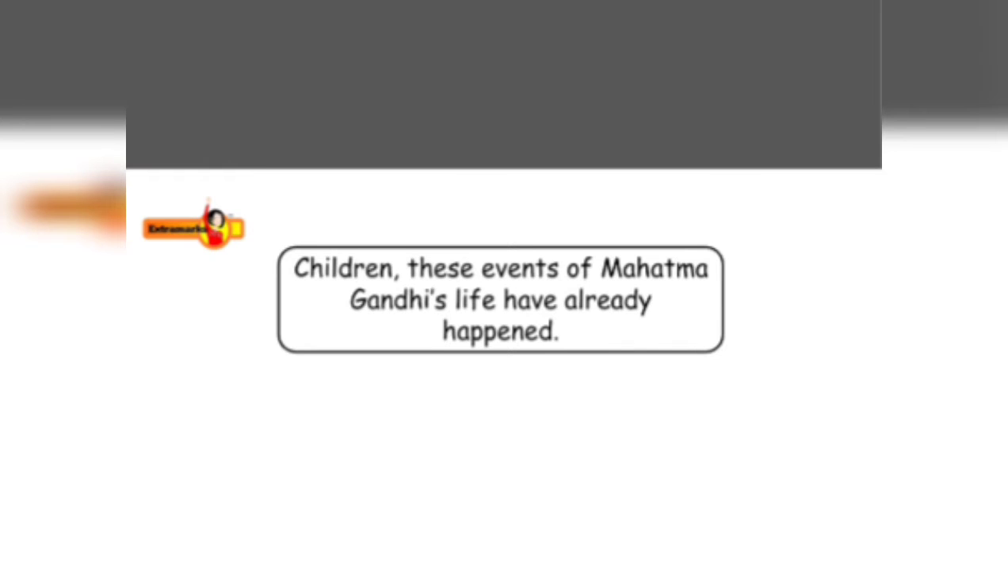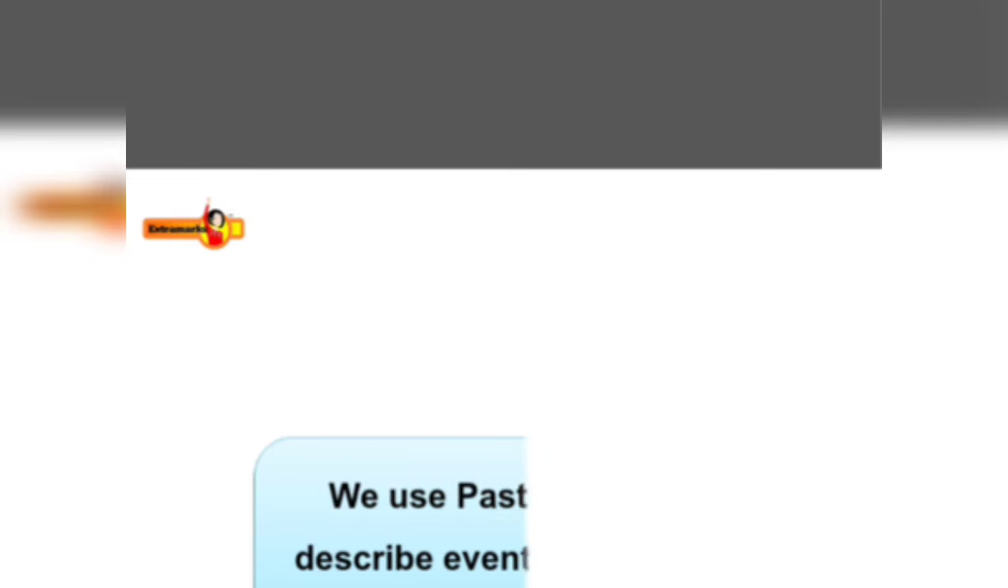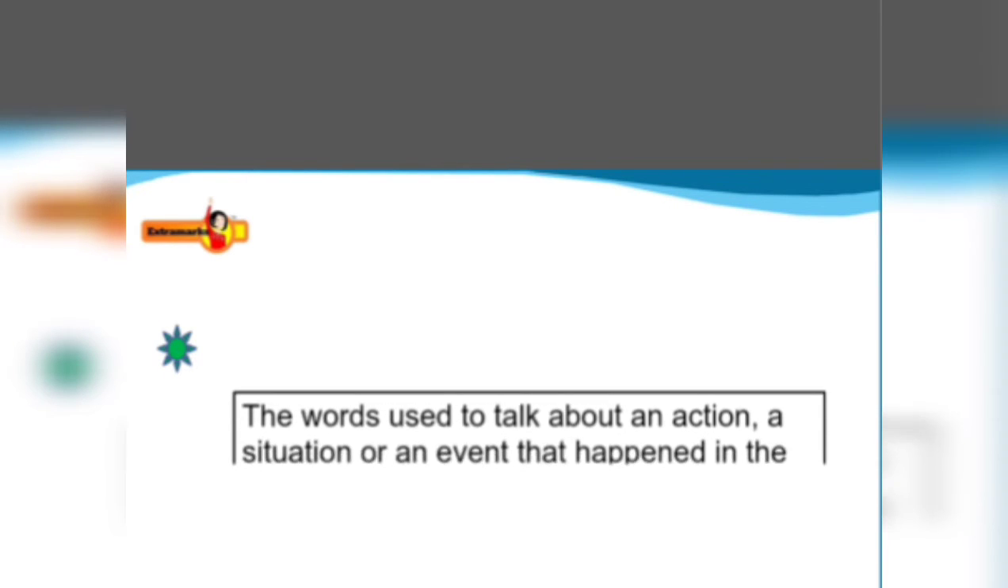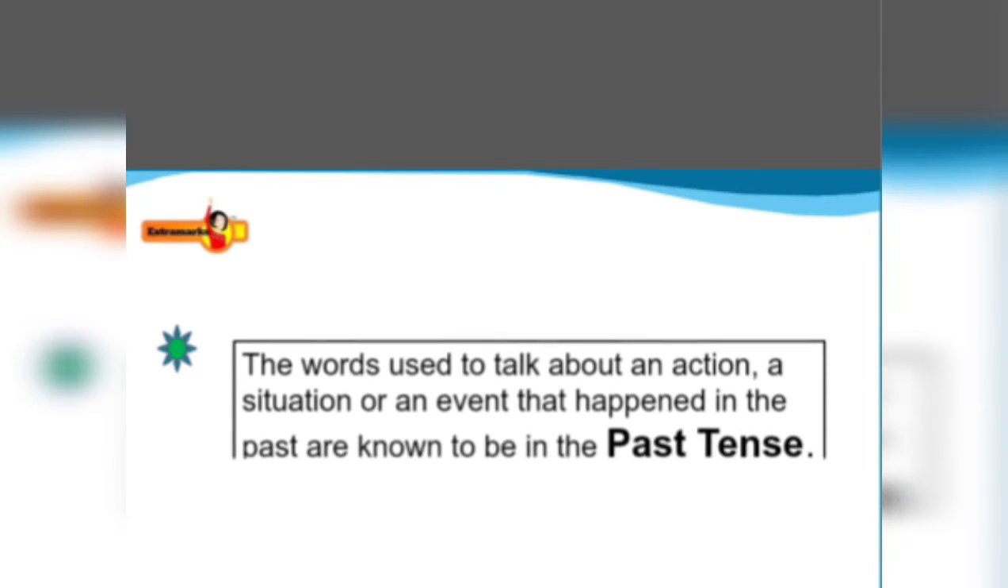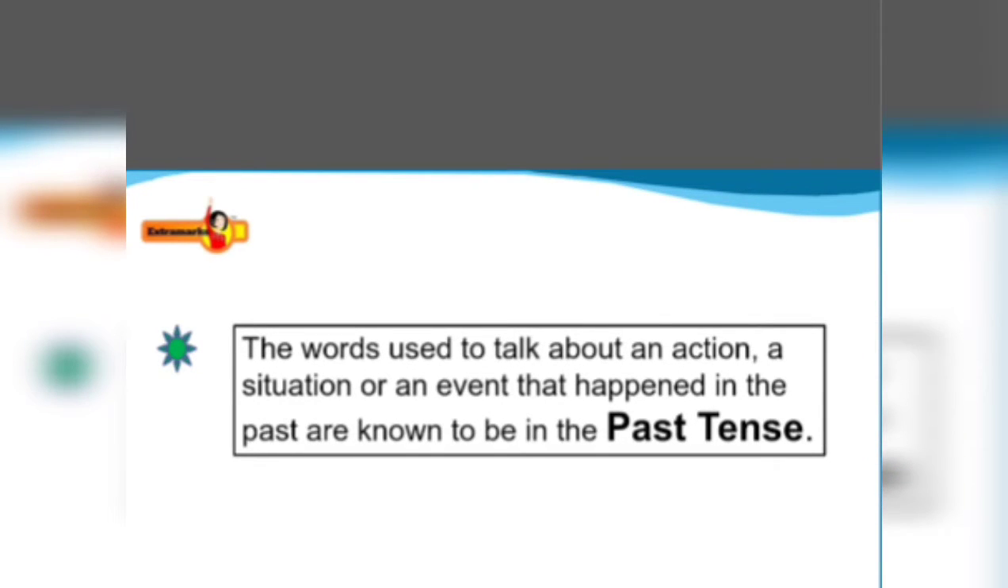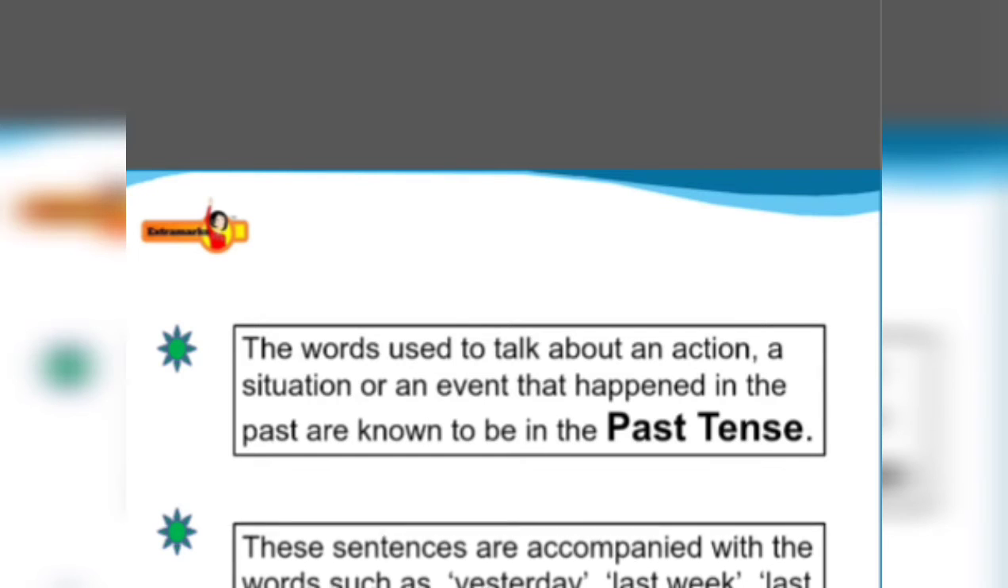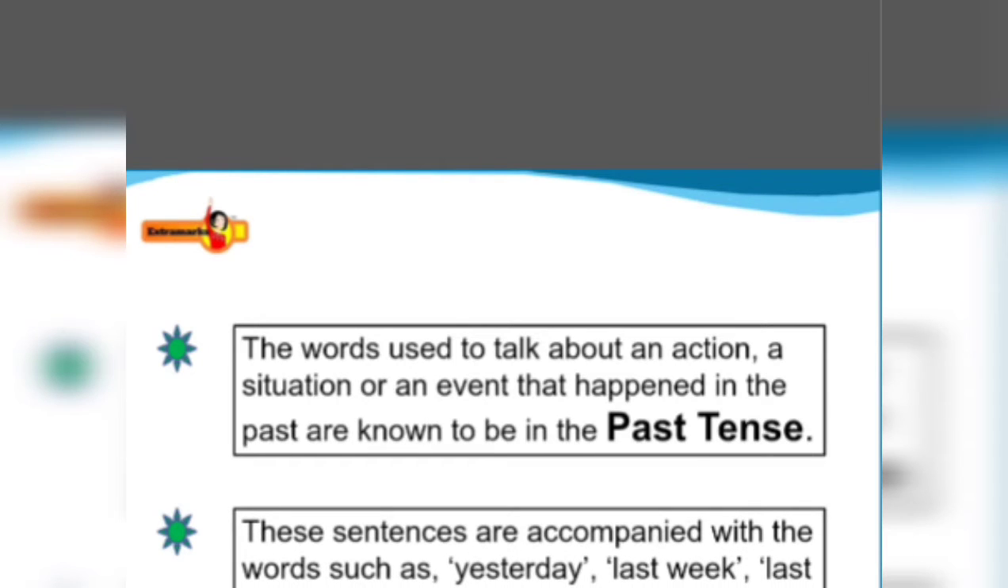Children, do you know these events of Mahatma Gandhi's life have already happened? We use past tense to describe events that have already happened. The words used to talk about an action, a situation, or an event that happened in the past are known to be in the past tense. These sentences are accompanied with words such as yesterday, last week, last month, etc.